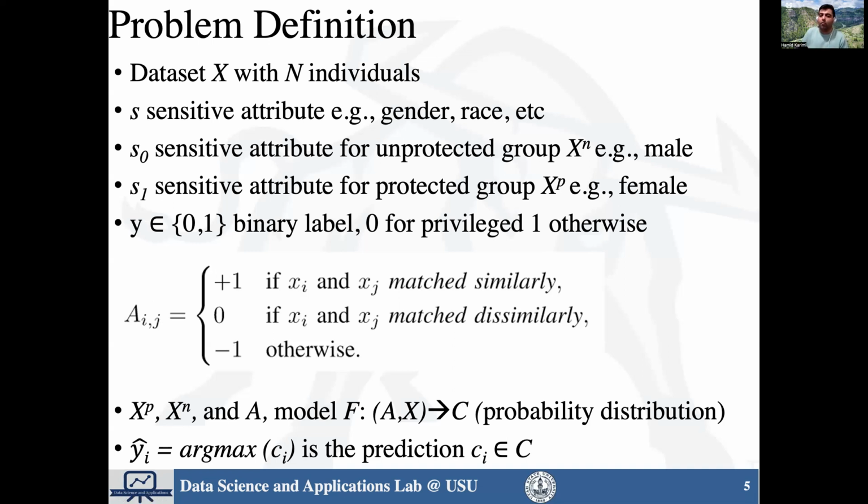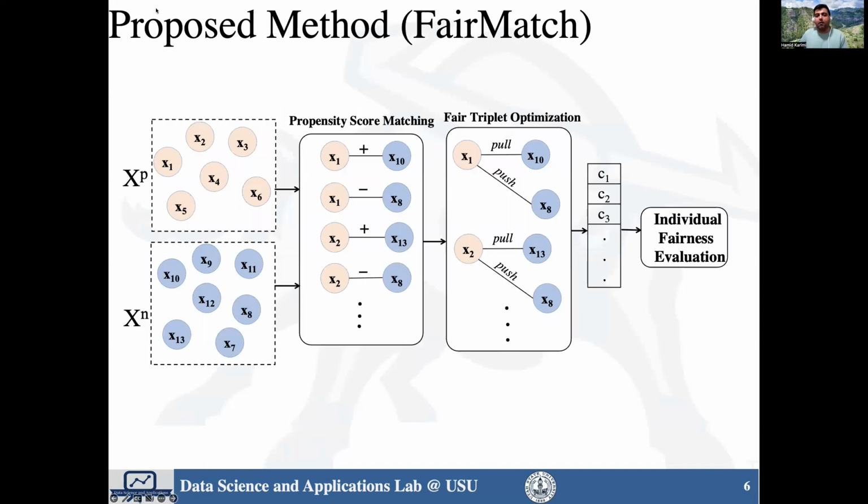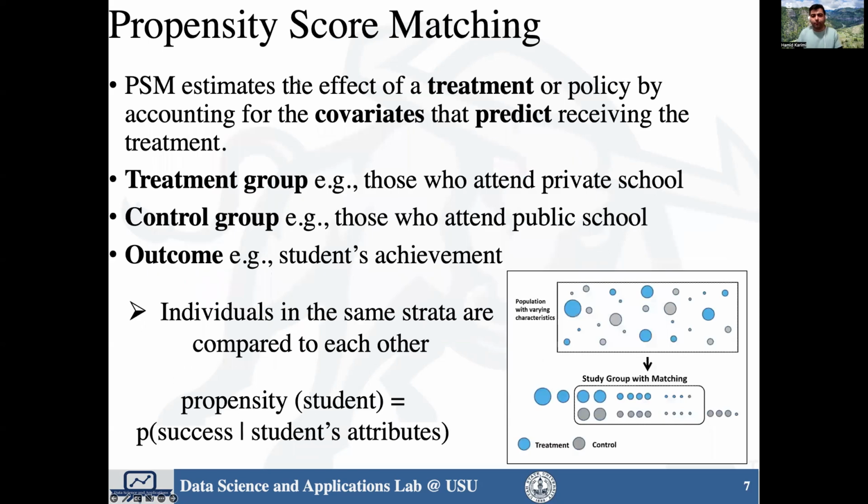Then how can we do this? This is an overall illustration of the proposed method. We call it FairMatch. So given XP and XN, it consists of 3 distinct components. One is propensity score matching, and then fair triplet optimization and individual fairness evaluation. I will explain each component in more detail.